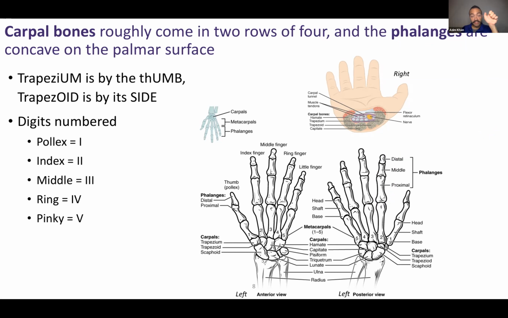Your pollex only has 2 parts, a distal and a proximal phalanx. So there's a distal phalanx 1 and a proximal phalanx 1 and a metacarpal 1. For the other 4, there are 3: distal, middle, and proximal.